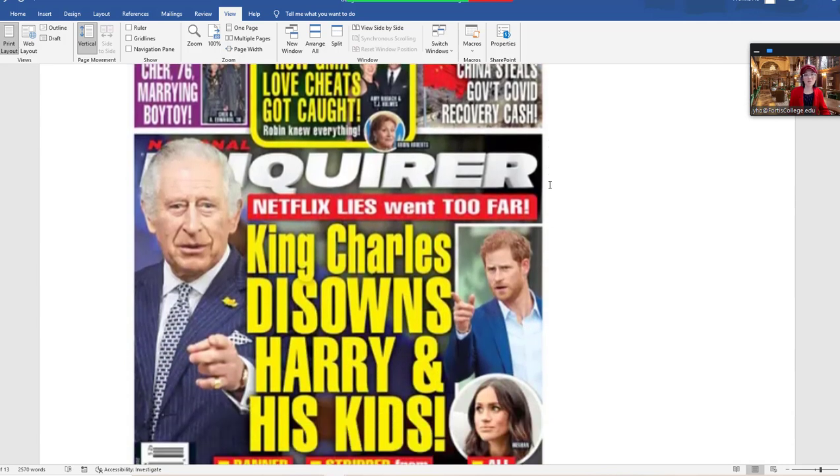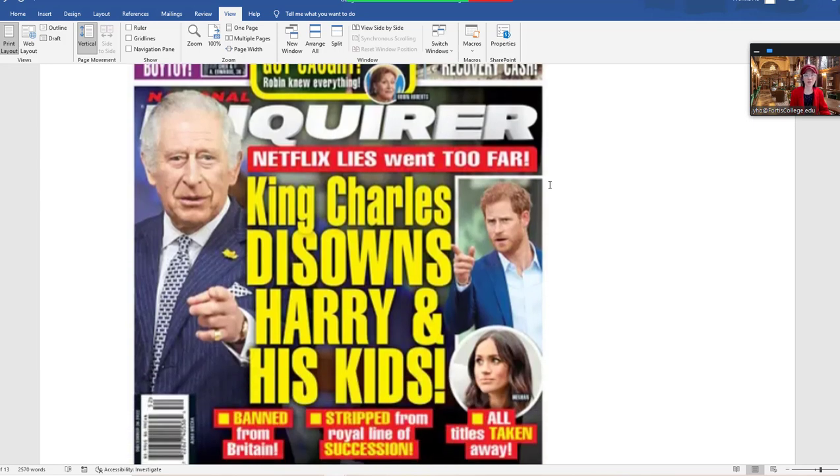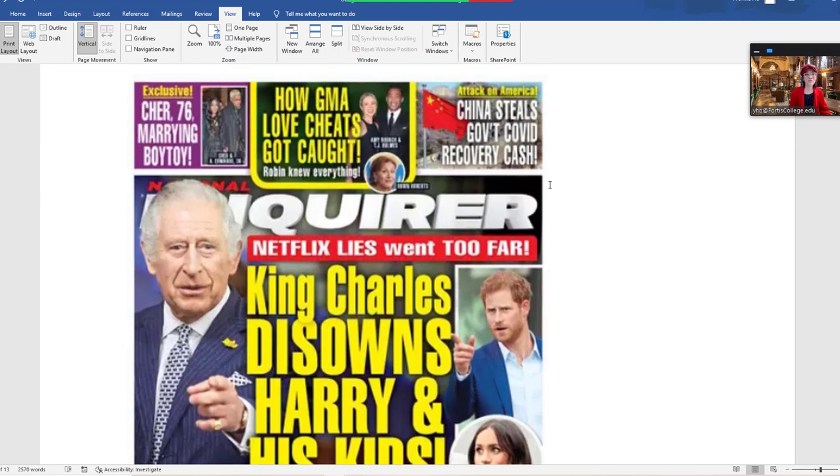And then when you go to the grocery store, right next to the cashier you're going to see all these tabloids, and they make it all up. King Charles disowns Harry. China sells government COVID recovery cash, or whatever. Banned from Britain. So all of this we don't believe. You can post an article from these tabloids and then tell in your post why we should not believe it, why it's all pathos, and that sort of thing.